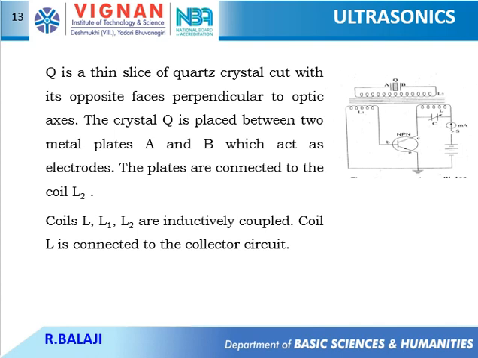The crystal Q is placed between two metal plates A and B, which act as electrodes. The plates are connected to the coil L2. Coils L, L1, L2 are inductively coupled. Coil L is connected to the collector circuit.